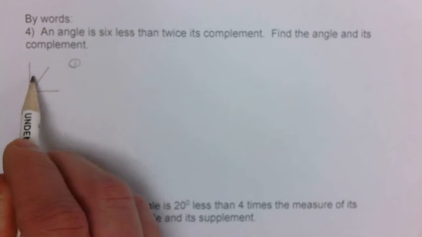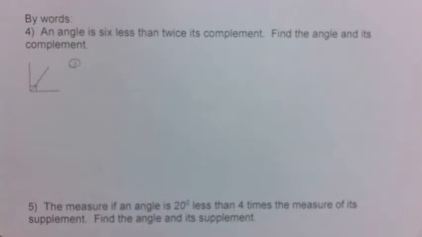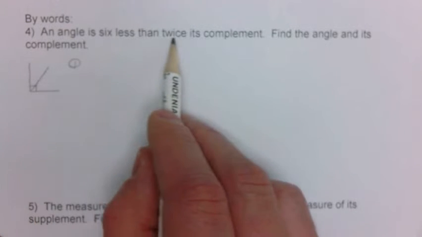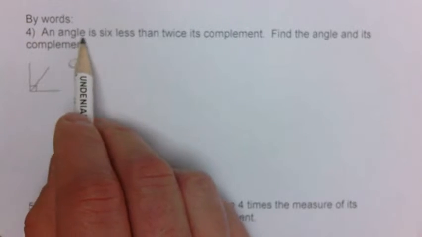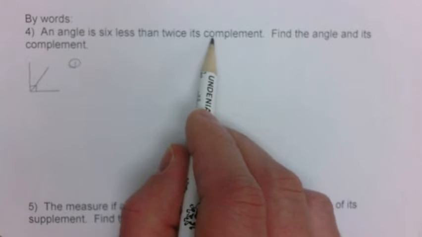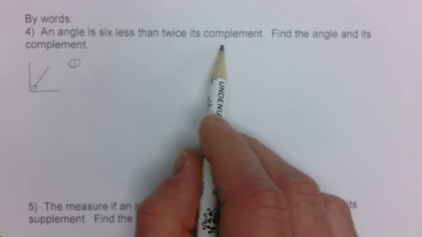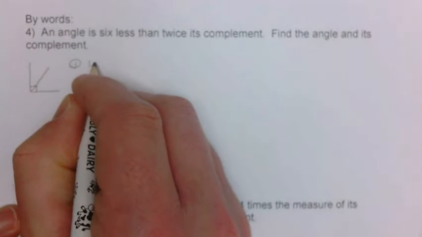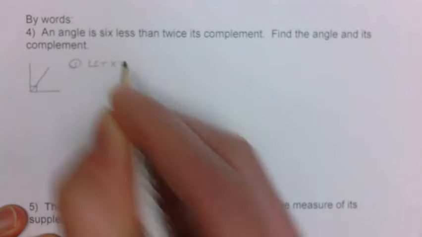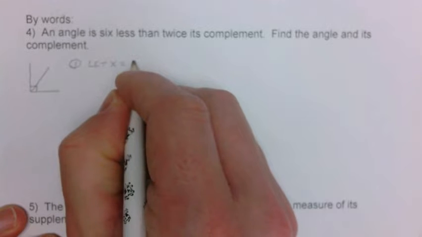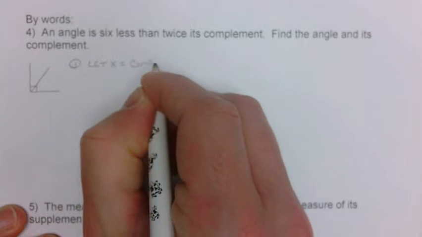So I'm going to write a let statement for each one of these angles. One of them is going to be the original angle, and the other one is going to be its complement. By reading carefully, we're told that an angle is 6 less than twice its complement. They gave me some information about the angle, but they haven't given me any information about the complement. So when I define my variable, I'm going to use x. Let x equal the complement.